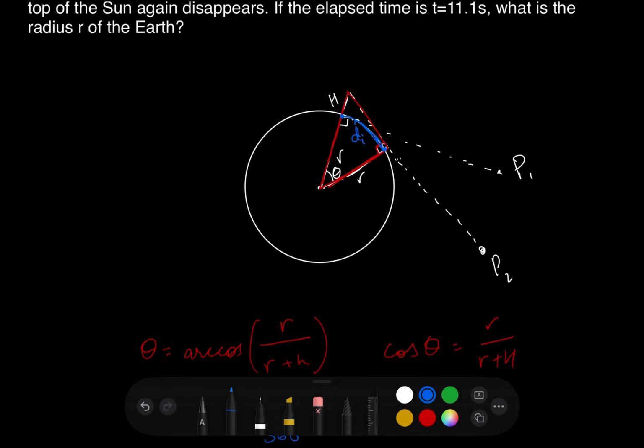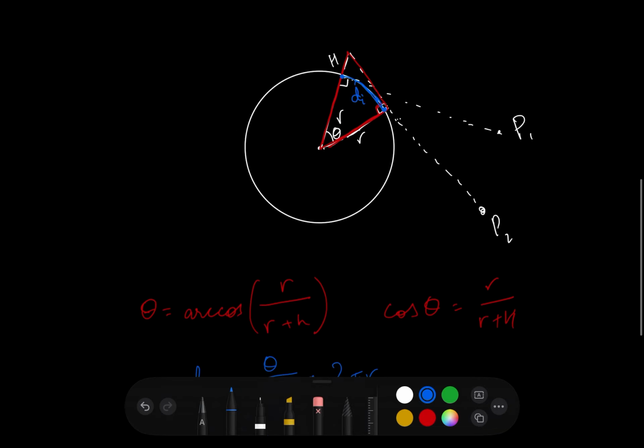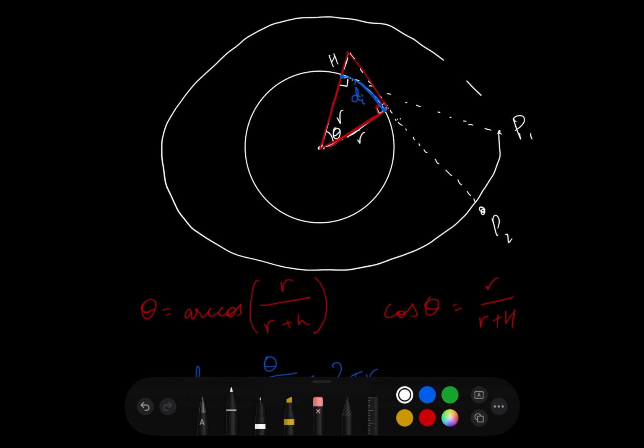And the third piece of information we'll have to get by looking a little more closely at the problem. So we understand that P1 will return to this spot when the sun takes a full rotation around the Earth.